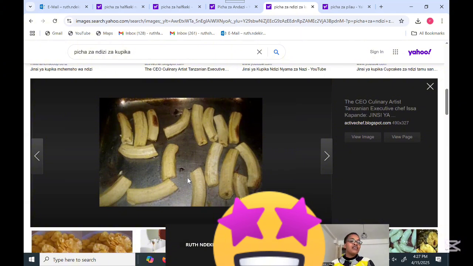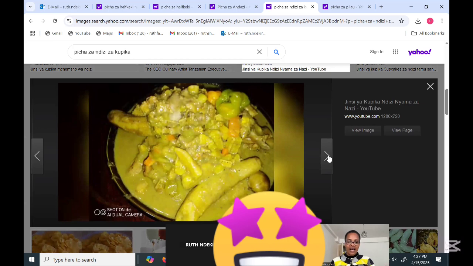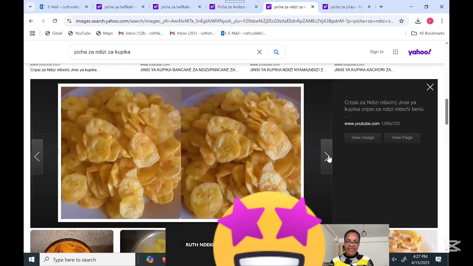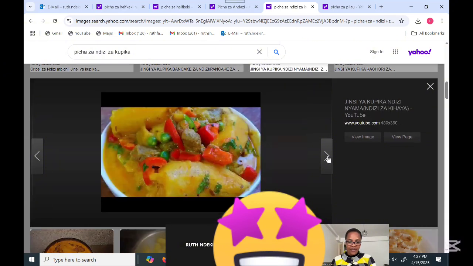And when it is fried, ndizi za kukaanga. Ndizi za kukaanga. But it's kukaanga. Yes. Well, this is crepes. So Najoi, you know this. This is crepes made by Daisy. Yeah. This is also another type of ndizi, a very soft one.